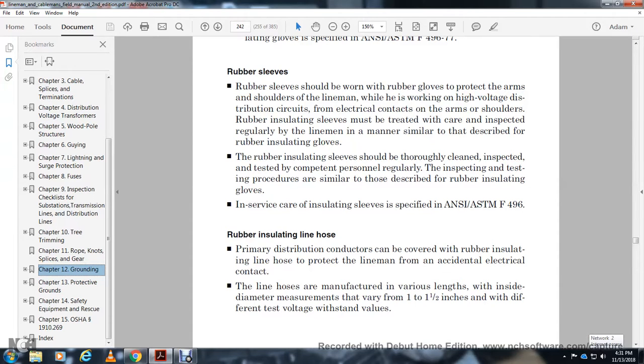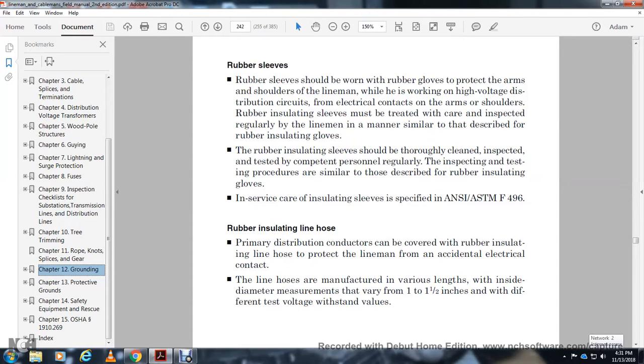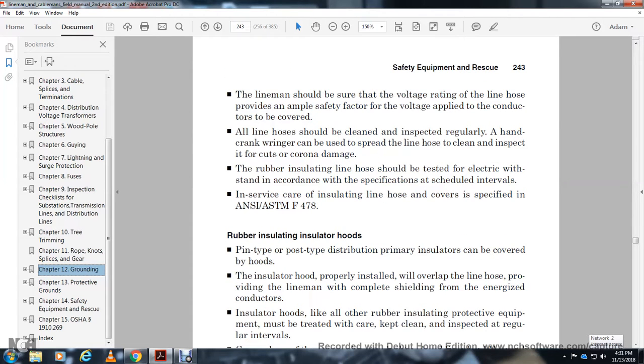Primary distribution conductors can be covered with the rubber insulating line hose to protect the lineman from accidental electrical contact. Line hose are manufactured in various lengths with an inside diameter varying from 1 to 1.5 inches with different test voltage with same values. The lineman should be sure the voltage rating of the line hose provided is ample for the voltage applied to the conductor to be covered.